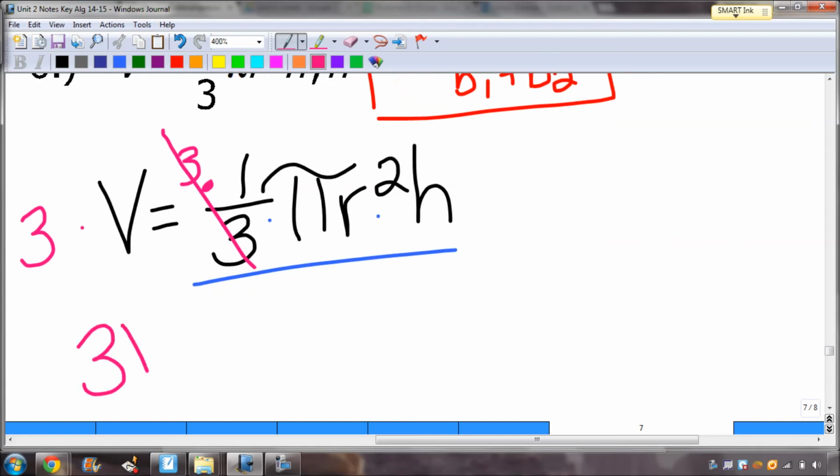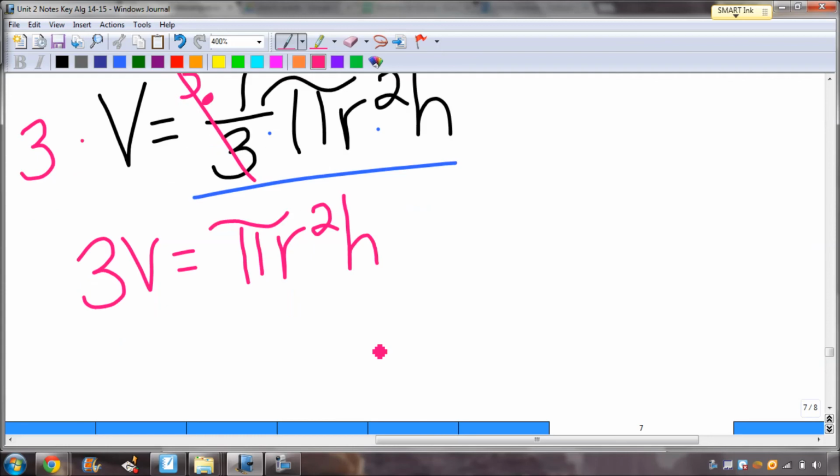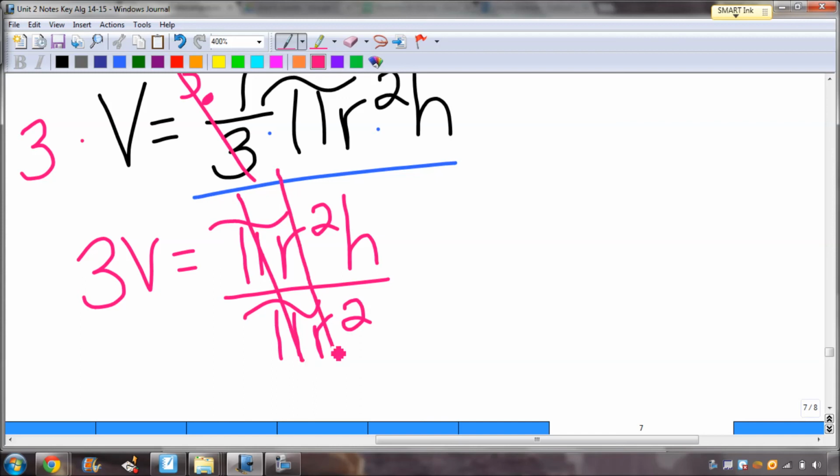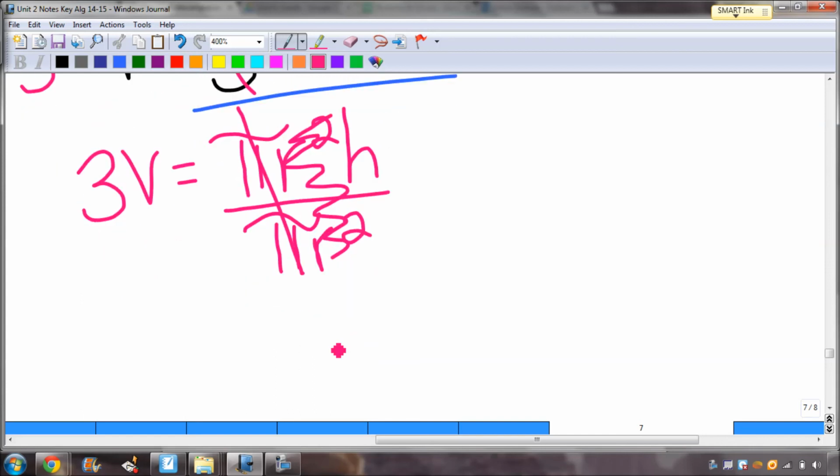So I get 3v equals pi r squared h. Now again, my goal is to get the h by itself. So I can divide both sides by pi r squared because this pi will cancel out and the r squared will cancel each other out, right? And you know what? I'm sorry, the way I canceled that out doesn't look proper. The r squared goes away with all of the r squared, okay? It's not the r separately from the squared, okay? Divide both sides by pi r squared.